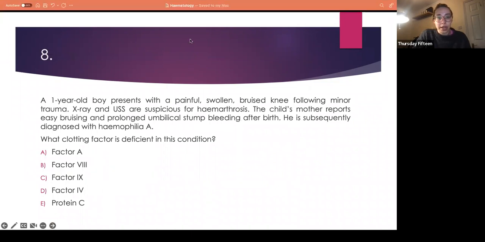Cool. Question 8. So this question is about a young boy with a painful, swollen, bruised knee following minor trauma. So he's had an X-ray and an ultrasound, and we think he's got blood in his joint. His mother says that he's always had easy bruising. And after he was born, his umbilical stump bled for a long time. And we think he's got haemophilia A, so which clotting factor is deficient?